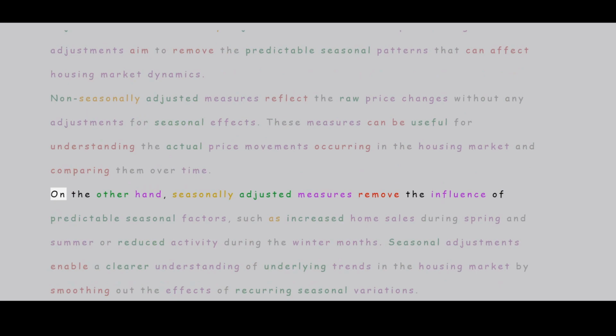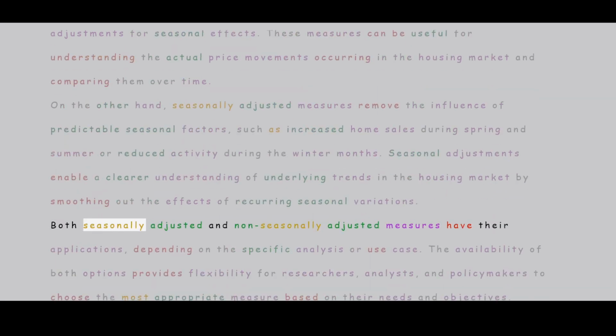On the other hand, seasonally adjusted measures remove the influence of predictable seasonal factors, such as increased home sales during spring and summer or reduced activity during the winter months. Seasonal adjustments enable a clearer understanding of underlying trends in the housing market by smoothing out the effects of recurring seasonal variations. Both seasonally adjusted and non-seasonally adjusted measures have their applications, depending on the specific analysis or use case. The availability of both options provides flexibility for researchers, analysts, and policymakers to choose the most appropriate measure based on their needs and objectives.